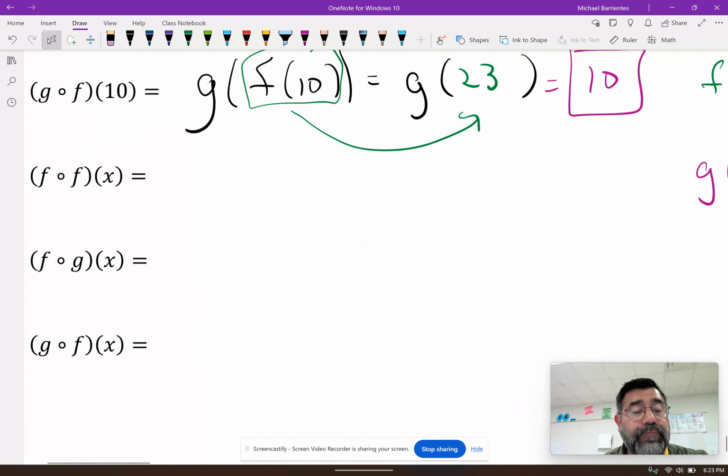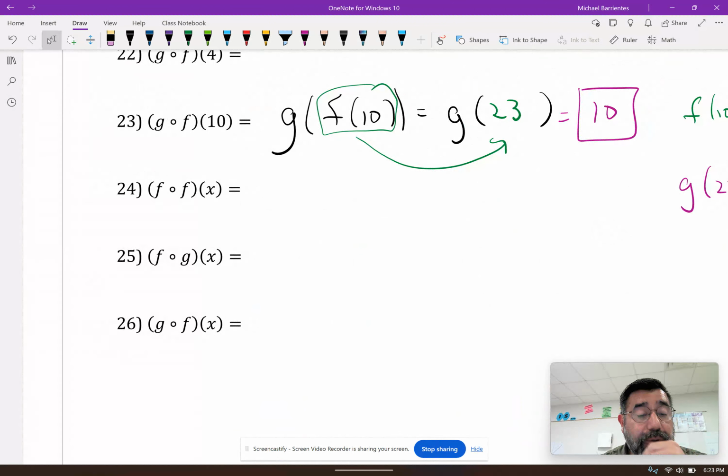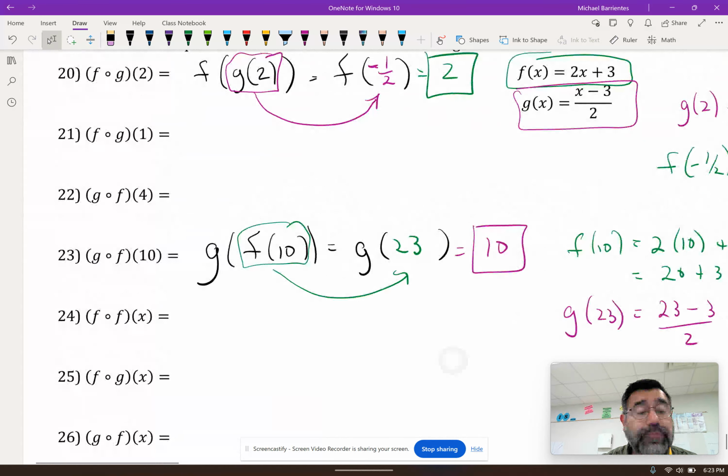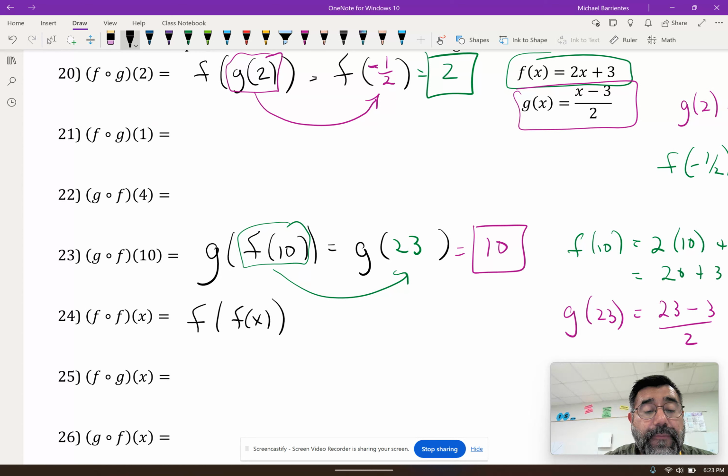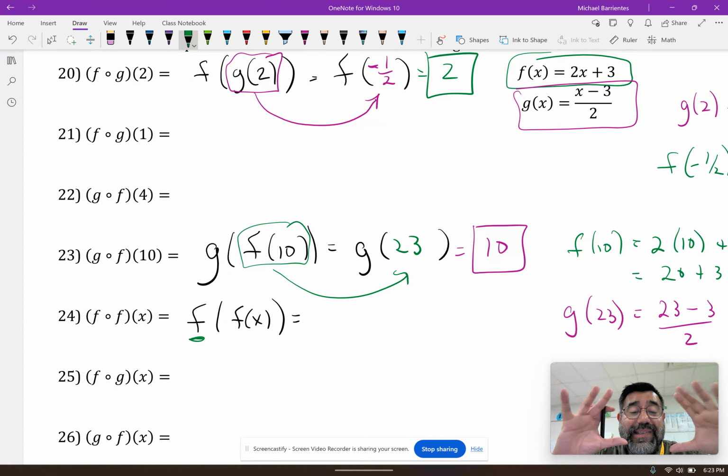Let's look at 24, 25, and 26. If I look at 24, remember, this is a symbol that means the same thing as this. And now I'm going to set up my outside function. My outside function is f. How do I know that's the outside function? Because the f is outside of the parentheses, whereas this is inside of the parentheses. So I'm going to set my outside function f.